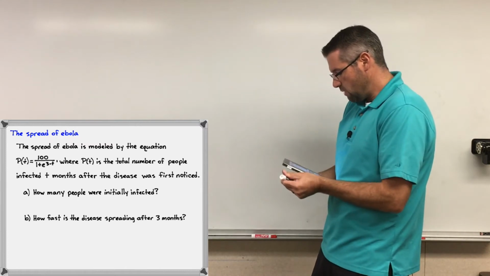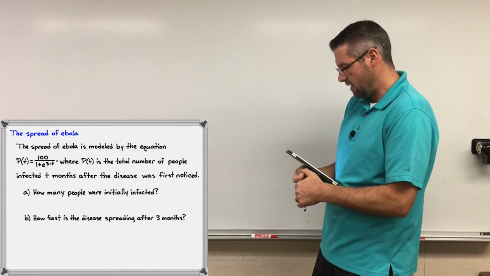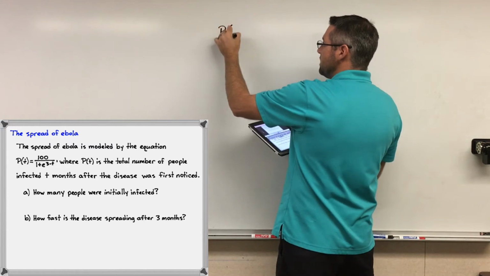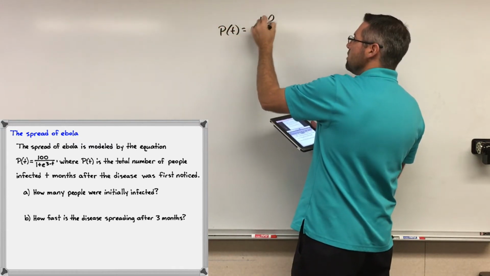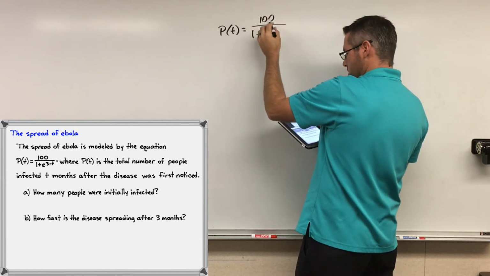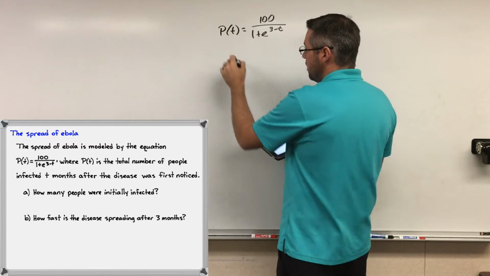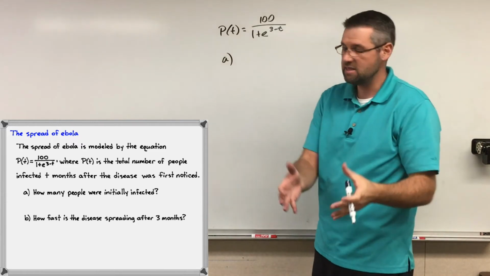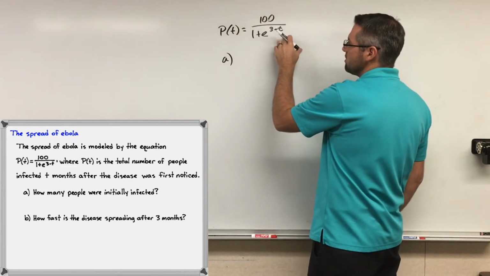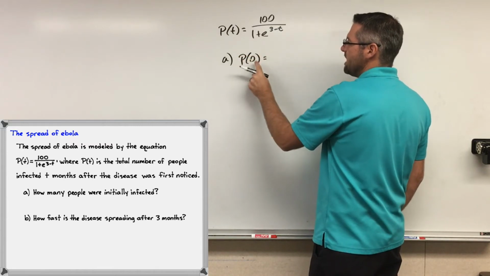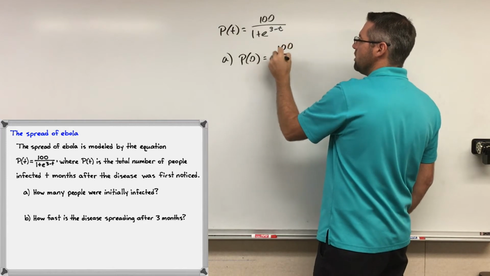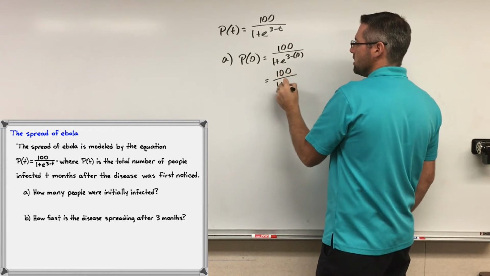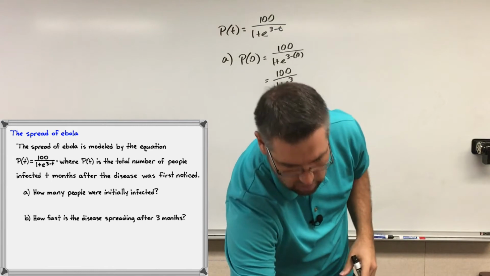Now, so P of t represents the number of people that were infected t months after the disease was first noticed. Part A says how many people were initially infected. So P of t is equal to 100 over 1 plus e to the 3 minus t, okay? And we want to know how many people were initially infected. Well, that means at the beginning, how many people did we have that had this disease? Well, that would imply that when t equals 0, so all we're looking for is P of 0. That's my initial population of people that were infected. So it'd be 100 over 1 plus e to the 3 minus 0. And then that would simplify to 100 over 1 plus e to the third. And this is when you're going to get your calculator out and evaluate that.